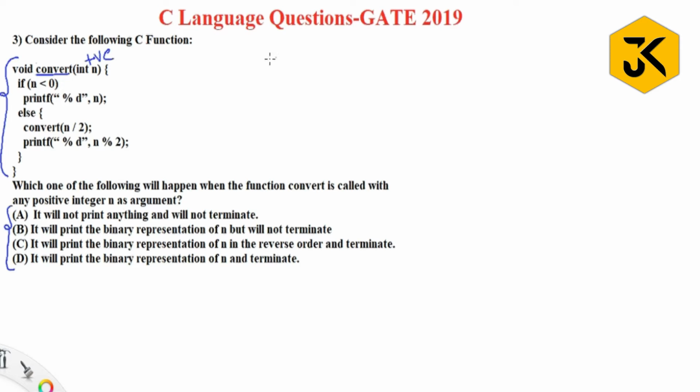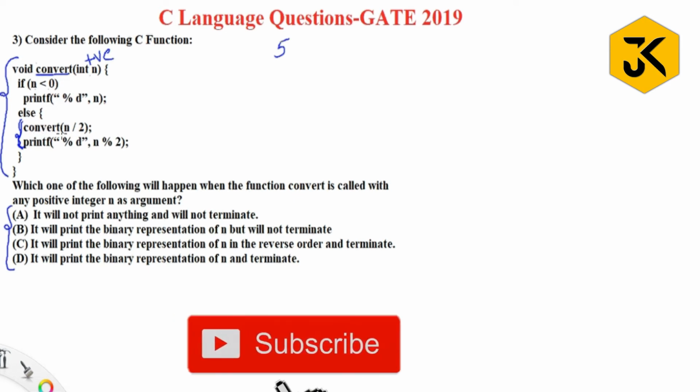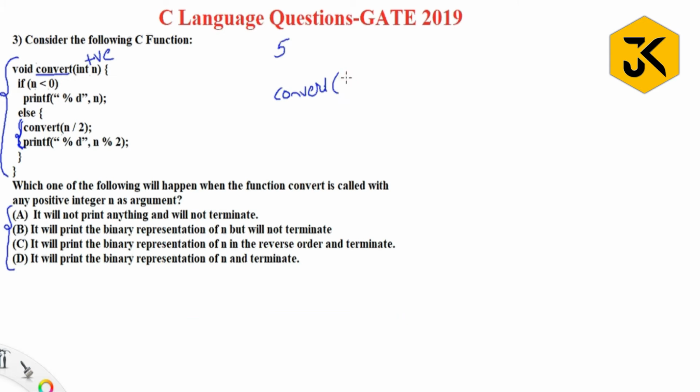Okay, let's analyze it by taking some positive numbers. For example, I have taken the positive number 5. I have passed 5 here. Is 5 less than 0? Condition fails. When it fails, it is going to execute the else block. Now, it is going to execute what function? Convert function. Convert of 5 by 2.